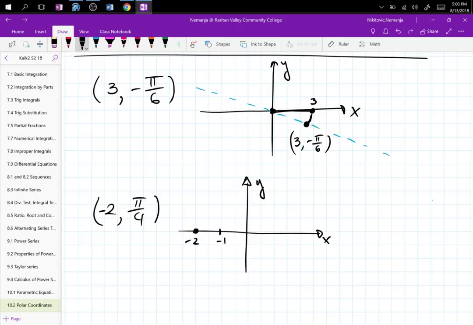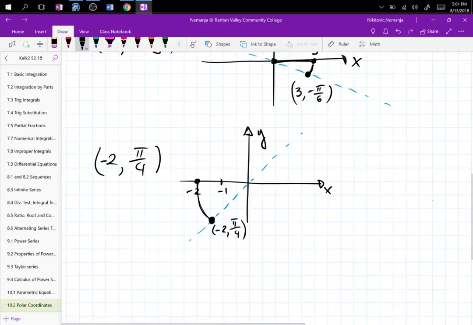And then we have to go 45 degrees counterclockwise from that position. So that will be here in the third quadrant. All I need to do is to swing this like that. And this point over here is (-2, pi over 4). So we have to start at the origin, draw a positive or negative radius, and then from that point we go either clockwise or counterclockwise depending on what kind of an angle we have.